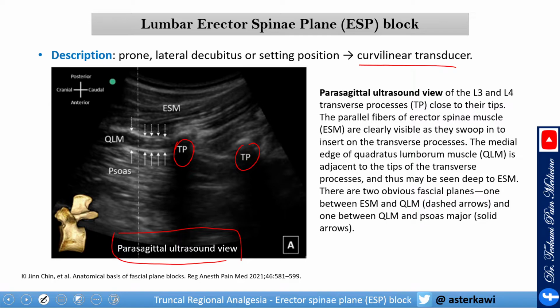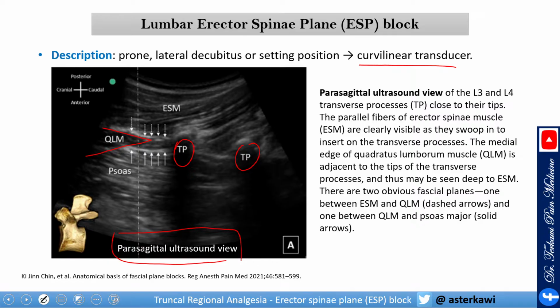Then you can also see the medial edge of the quadratus lumborum adjacent to the tip of the transverse processes.